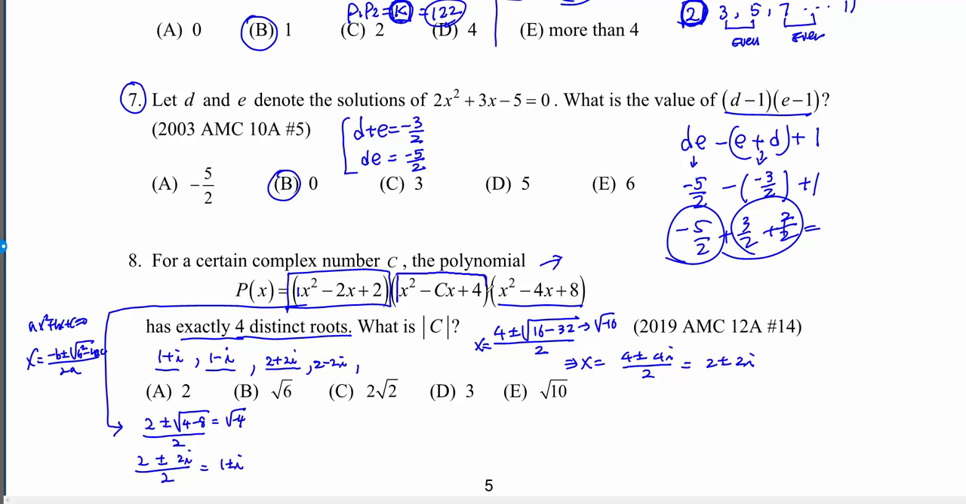What about this one? How do you think? This one has common roots over there, right? 1 plus i or 1 minus i or 2 plus 2i or 2 minus 2i. That's why there are only 4 distinct roots, isn't it? They already got 4 distinct roots already. So the root of this one should be what? It belongs over here, one of these.